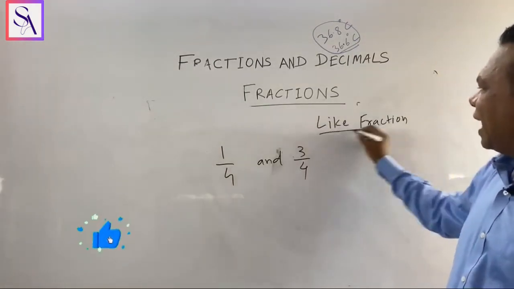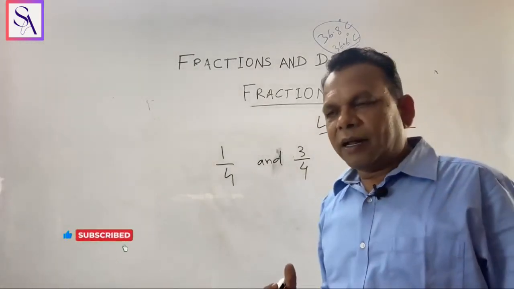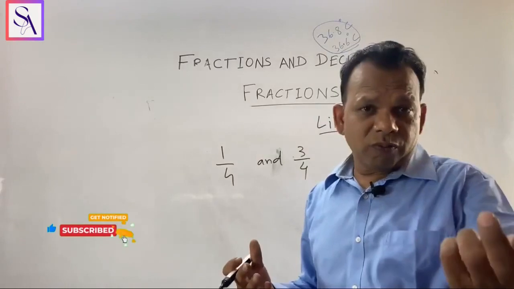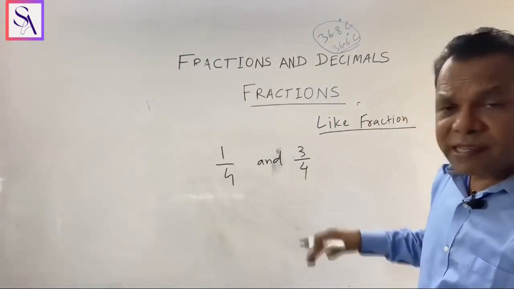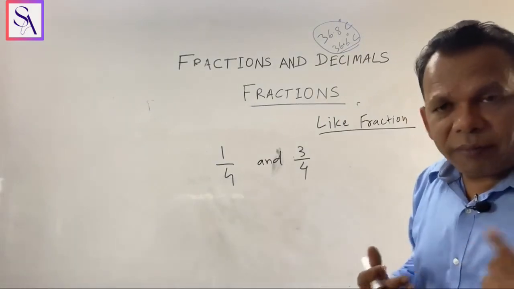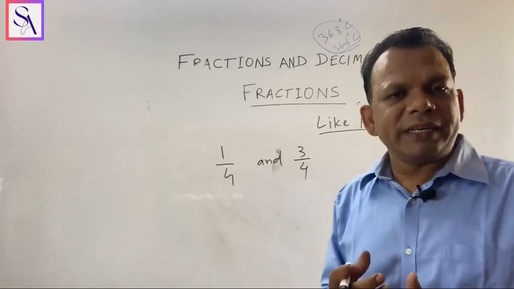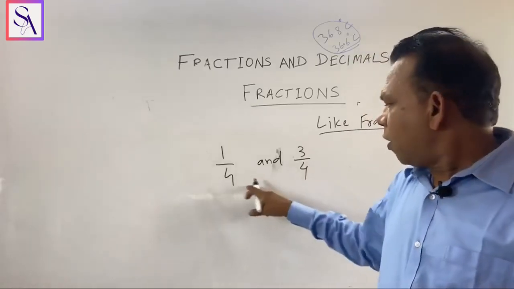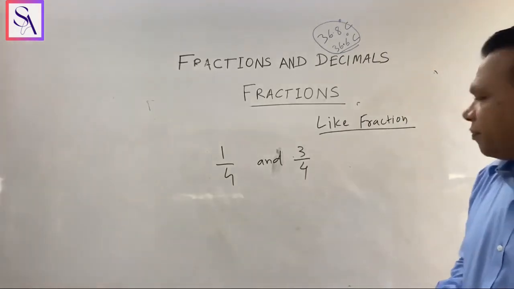Why like? Like means what? Similar. We know the word like, right? I like it. I like you because you are my students. So like means both are similar. So we have something common. You and me have something common. So here also these two fractions are having something common in it. So they have common denominator. That's why they are called like fractions.